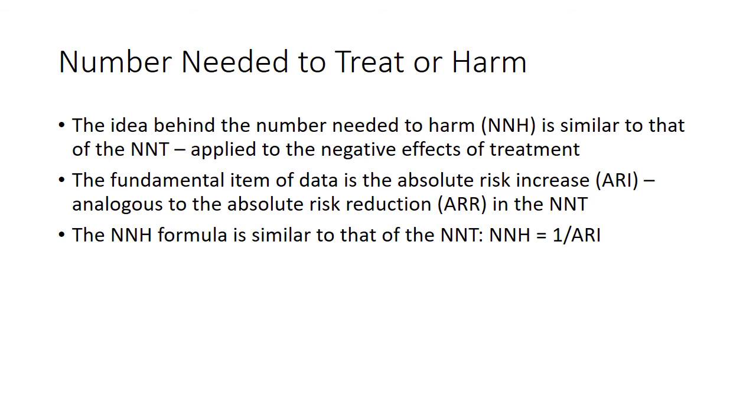Here you're going to see that the item we're going to use is not absolute risk reduction, but absolute risk increase. And it's very analogous to the absolute risk reduction. It's just in regards to the increased risk of a negative effect occurring here. And it's going to be calculated the same as number needed to treat. You just have 1 divided by the absolute risk increase, and that again would give you a number needed to harm.